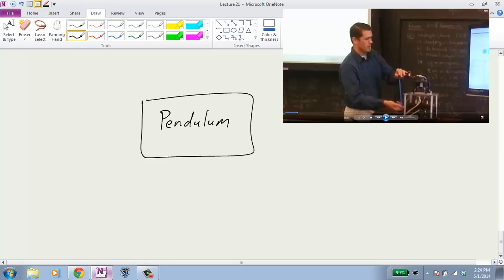And it also has 2 sensors. It has a sensor that senses what angle the arm is at. I'll call this the position. And it has another sensor that senses what angle the pendulum is at.